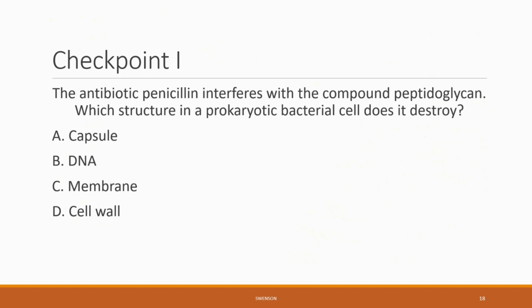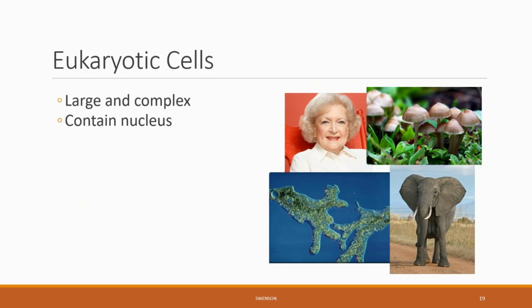Checkpoint 1. The antibiotic penicillin interferes with the compound peptidoglycan. Which structure in a prokaryotic bacterial cell does it destroy? The capsule, DNA, membrane, or the cell wall.